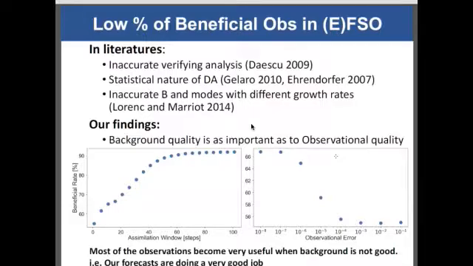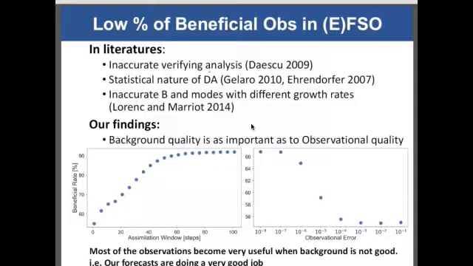So here we offer an explanation of the low percentage of beneficial observations. In the literature, they attribute this low beneficial rate to the incorrect verifying analysis, or it's just the statistical nature of data assimilation, or incorrect assignment of B, or the modes with different growing rate. But our finding is that it is actually because our background is very accurate.